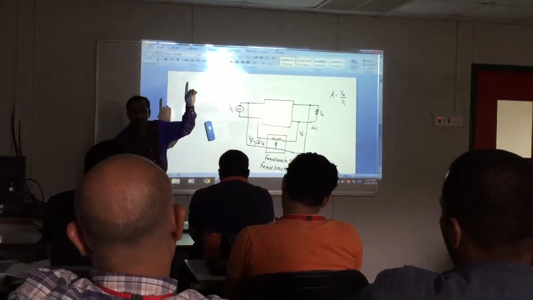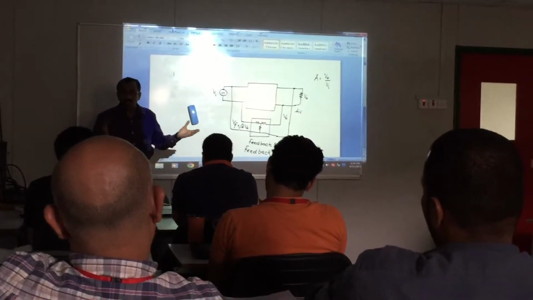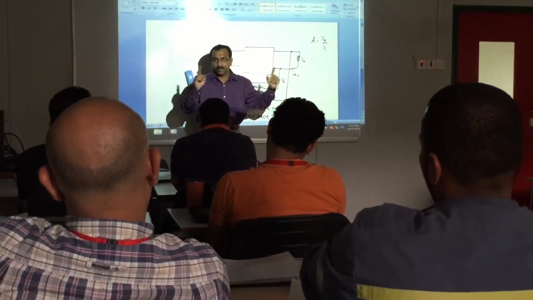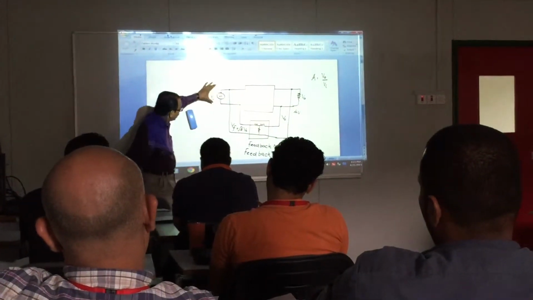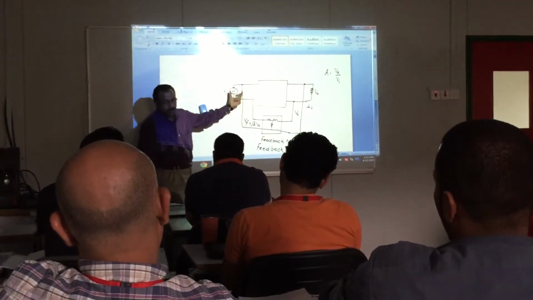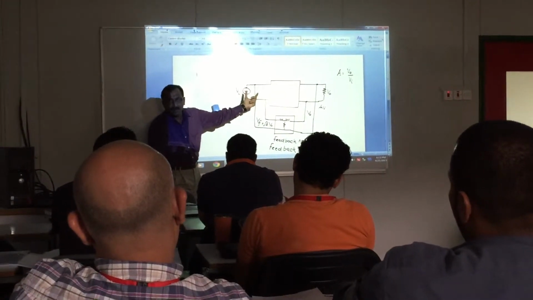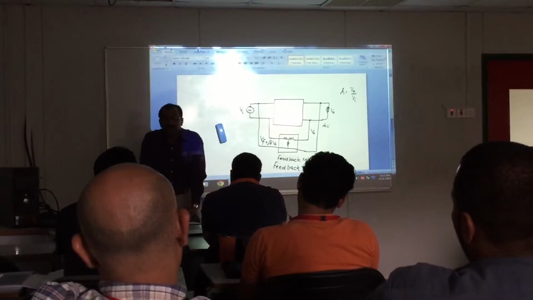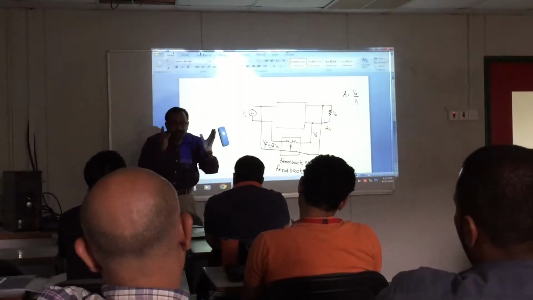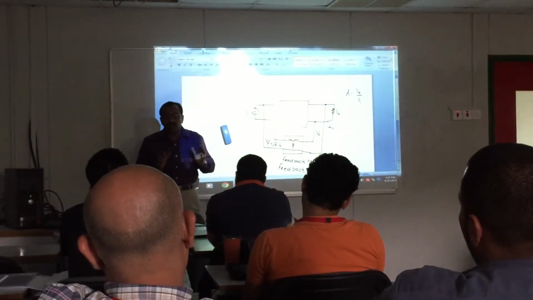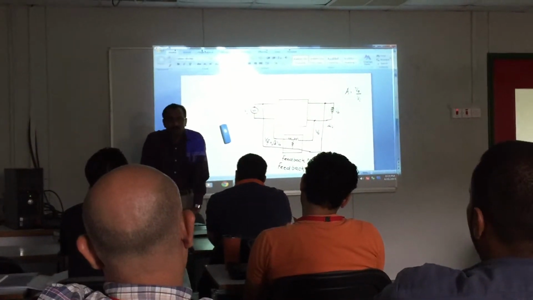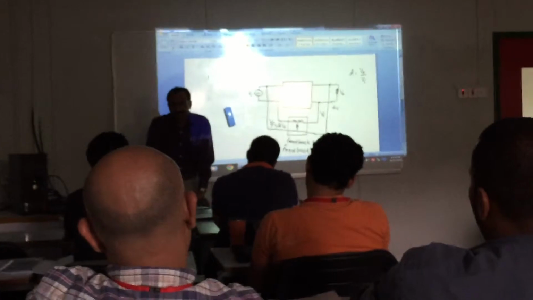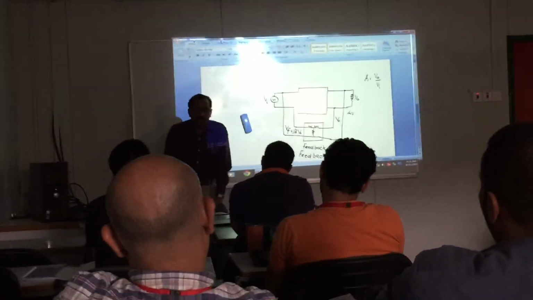from the first one. In the first one, you apply an input signal and you get an output. But now there is an input and there is also a feedback signal to the input. Now my question is, what is the actual input to the amplifier? Is it VI? No. VI plus VF. Why can't it be VI minus VF?